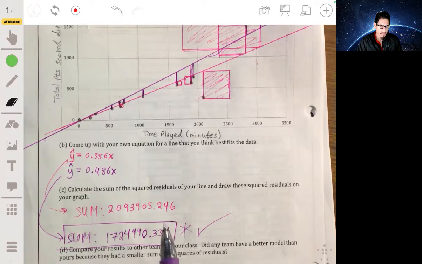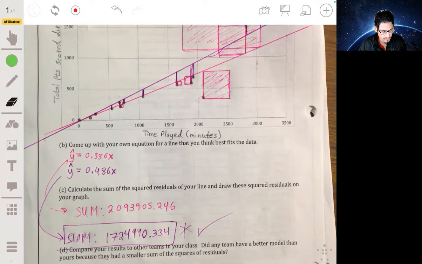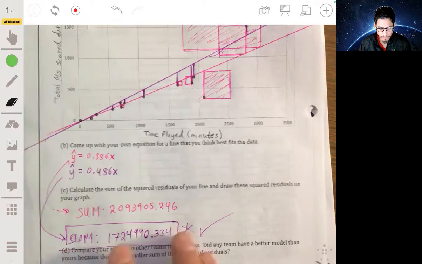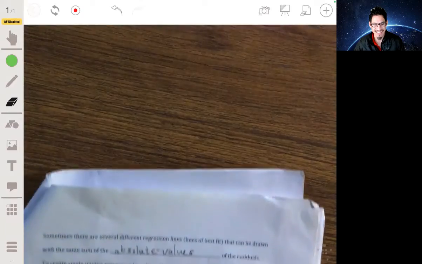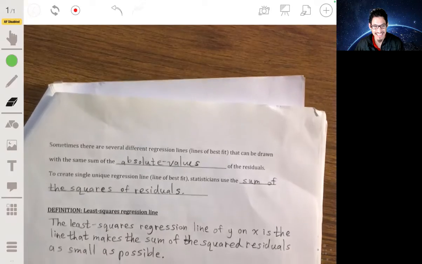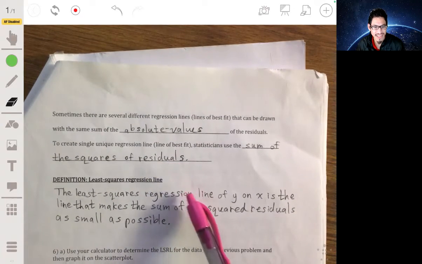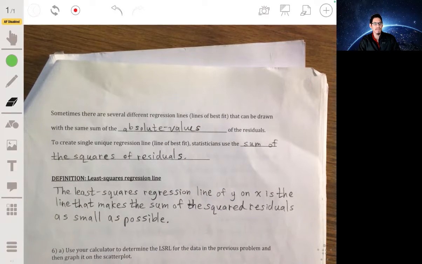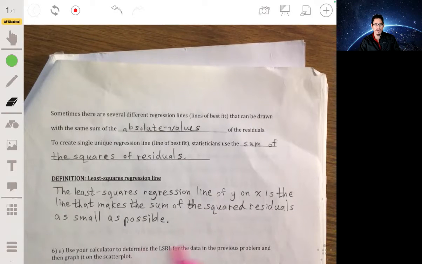Now, the thing is, there's even a better line. The fact is that you can do even better. And this is what we call the least squares regression line. Here's how we explain it. The least squares regression line is the line that makes the sum of squared residuals as small as possible. There's no other line that will have a smaller sum of squared residuals than the least squares regression line. That's why we call it the least squares regression line.